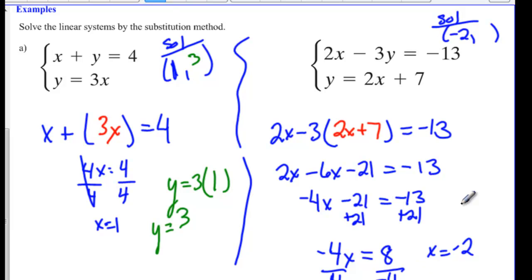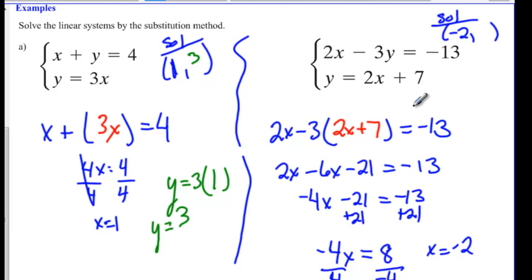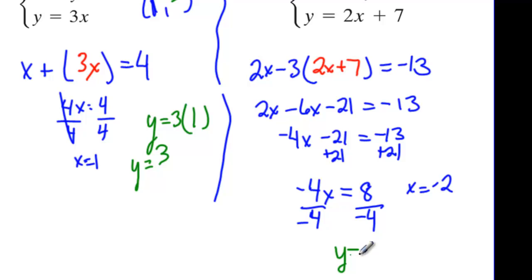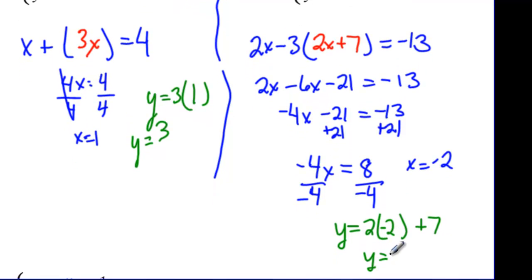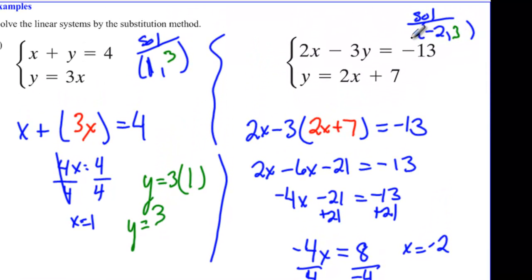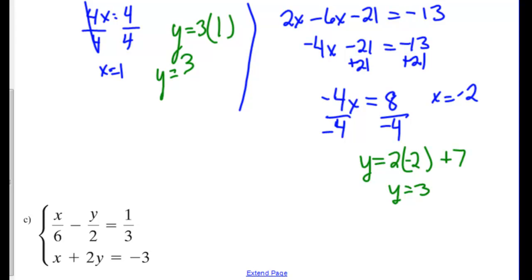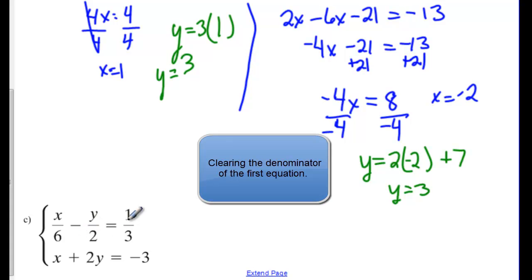You don't have to. All right, then we're going to substitute in. So we have y equals 2 times x. X is negative 2. And then plus 7. So y is negative 4 plus 7. So y is 3. Is that okay? For C, I would suggest clearing, right? You can multiply everything by 6 to get rid of the fractions, and then doing substitution.